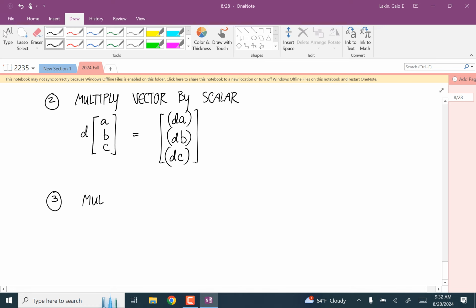And third, multiplying two vectors. Well, there are two different ways to do this.